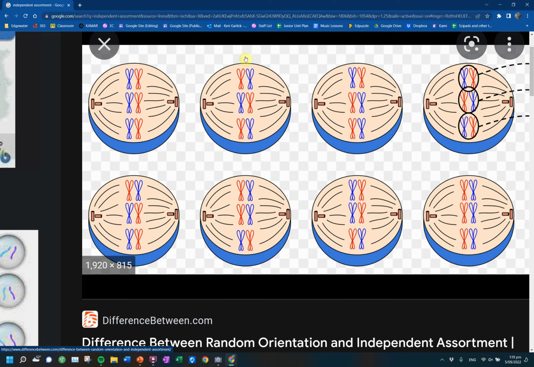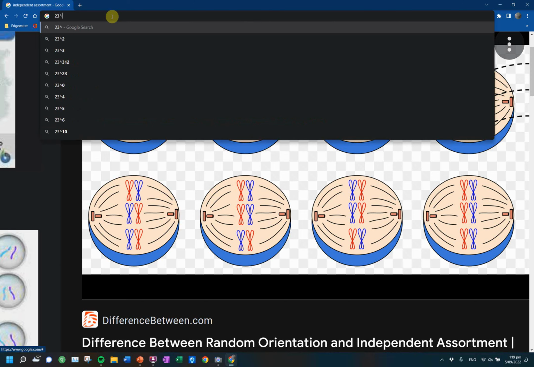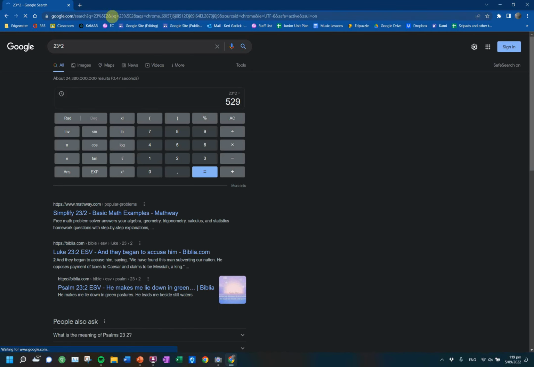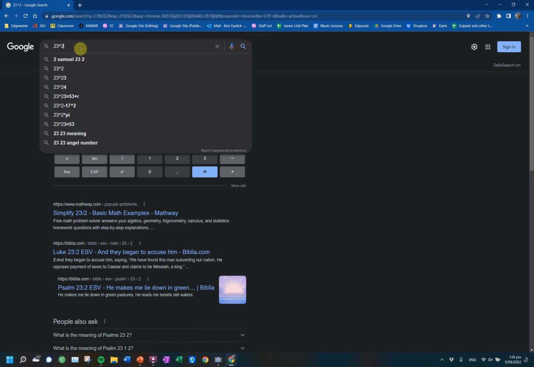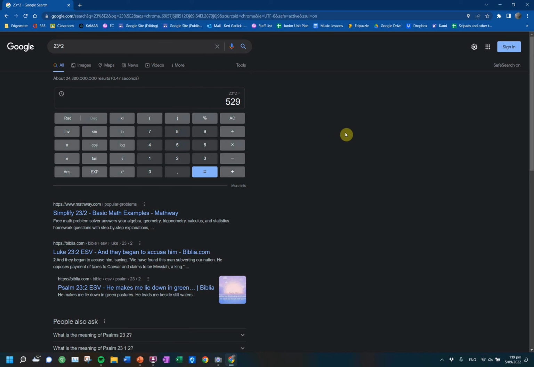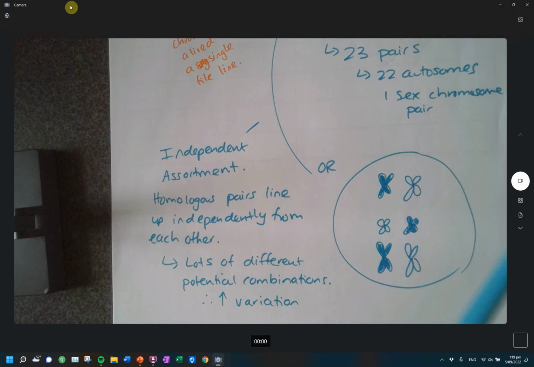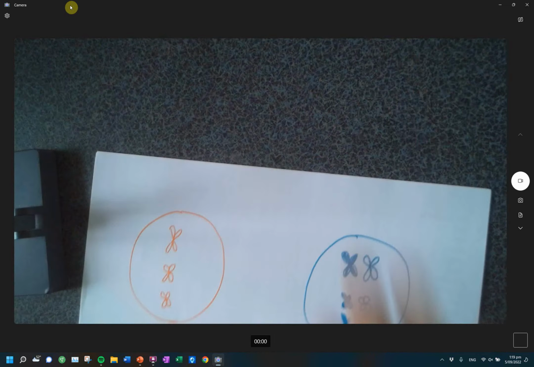And remember, we have 23 pairs. So each one of those 23 pairs will independently sort itself. So that means you have 23 to the power of 2. So there's 529 different possible combinations that we can make from that, from that alone. But we all look different. All right, so that's independent assortment.